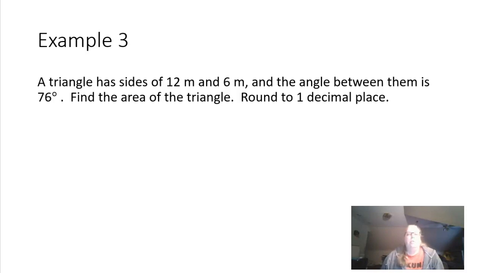Example 3: a triangle has sides of 12 meters and 6 meters, and the angle between them is 76 degrees. Find the area of the triangle and round to 1 decimal place. Okay, let's draw a picture of this. The triangle has sides of 12 and 6, and the angle between them is 76. Now, let's label this. We have A, B, C, and this side right here is going to be B.